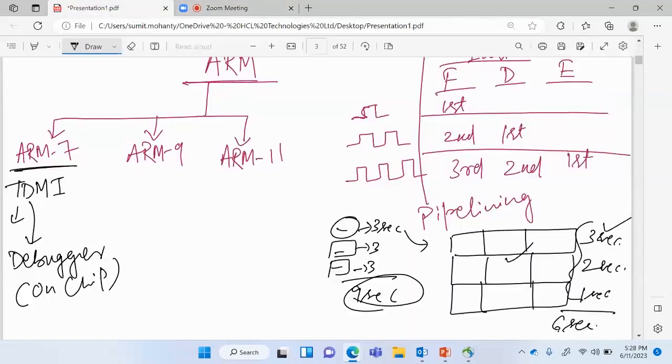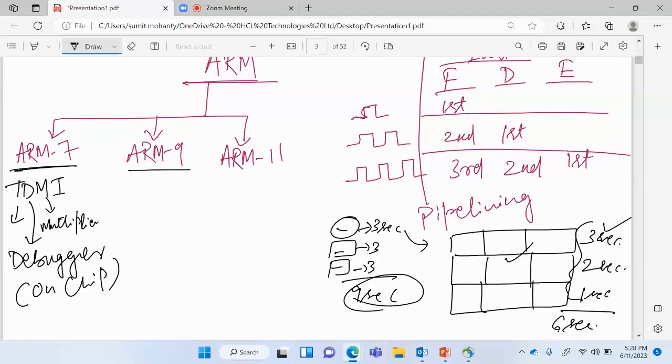Okay, so now what we will have is, so this is ARM 7. So we have a debugger, we have a multiplier. Okay, I hope it is understood for everyone. Can you all hear me?